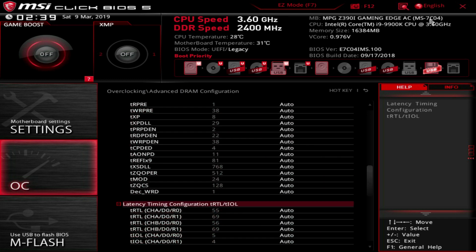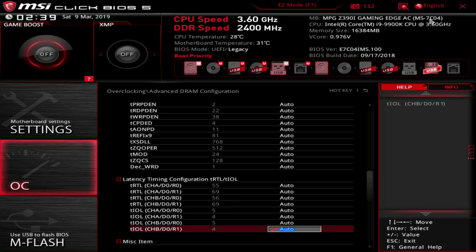Then we have the latency timing configuration for RTL and IOL. Now these are actually, sometimes you do need to mess with these because the board will sometimes just mess up on them. So normally the way they're supposed to look is something like, say, 55, 56, 55, right? And what will sometimes happen, especially with this board, I've had it happen at like 3900 CL12. It would do 49, and then this one would be 58, and then it would go 6 and like 14. And that's wrong, okay? For 3900 CL12, the way they're supposed to look is like that, right?